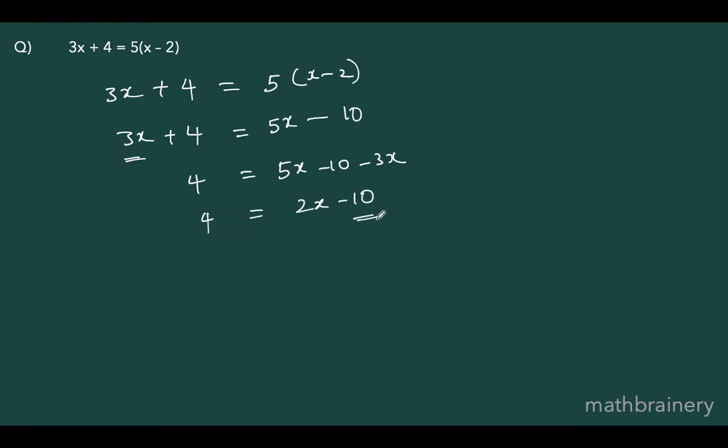Let's now transpose this 10 to the left hand side. You get 4, this is minus 10. When it comes to the left hand side, it will be positive 10. 4 plus 10 is equal to 2x. That means your 14 is equal to 2x.